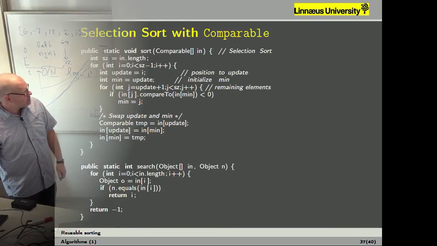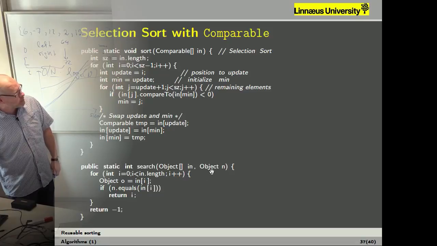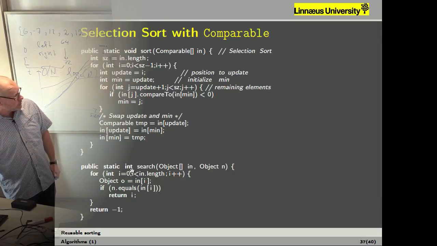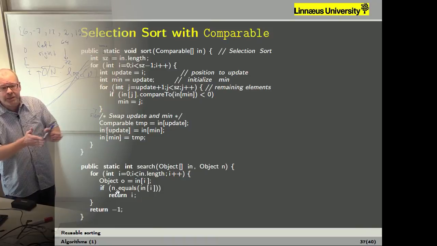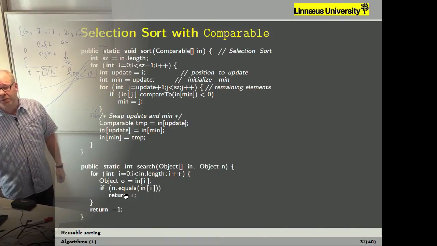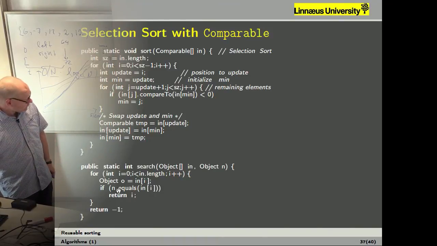In the next example, the same thing: we are searching for one particular object among an array of objects. We are iterating over the array, and rather than using the equal sign, we are using the equals method. If they are equal, then we have found it, otherwise not.